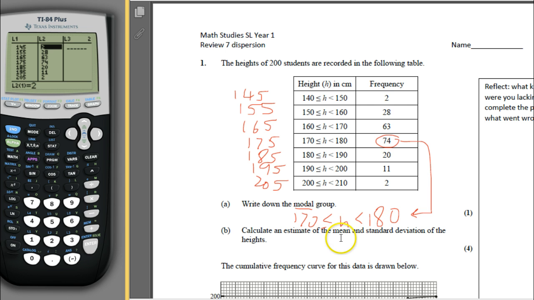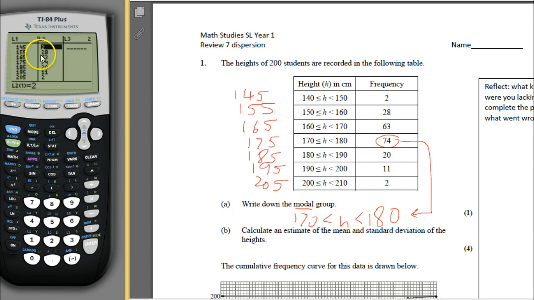Then it asks to calculate an estimate of the mean and standard deviation of the heights. The reason why it says estimate of the mean and standard deviation instead of calculating the mean and standard deviation is because we're calculating the mean and standard deviation based on the representative number, the midpoint of each interval. So it's not real data. We don't know exactly what the heights were for these 28 people in this category. So what we do is we assume that all of these people had a height of 155, and then we calculate the mean and standard deviation. So you're not going to get the real mean, you're going to get an estimate of the mean.